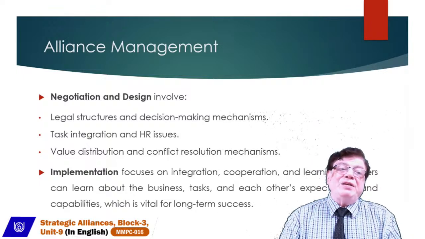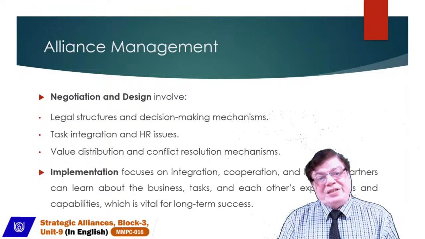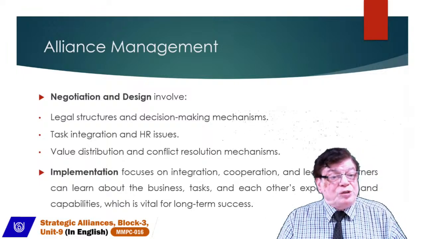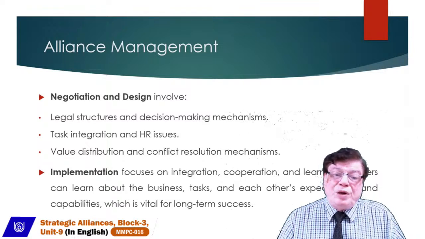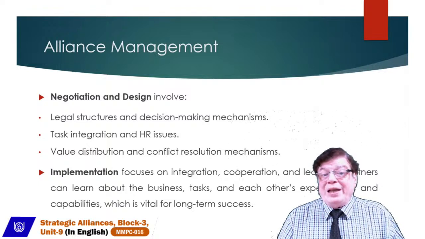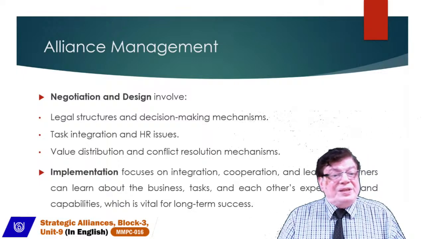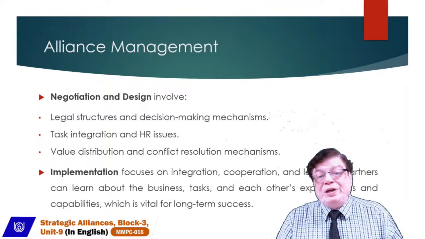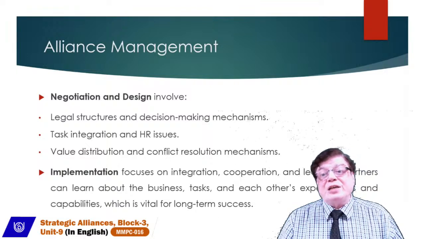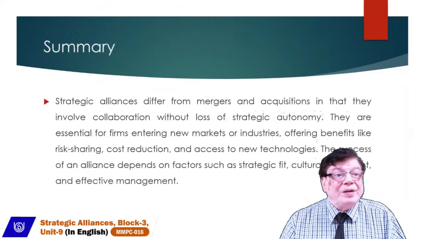So, under alliance management, we will see negotiation and design, and implementation. Under negotiation and design, it involves legal structures and decision-making mechanisms, task integration and human resource issues, and value distribution and conflict resolution mechanisms. When there is a conflict, how to resolve that. Next is implementation. Implementation focuses on integration, cooperation, and learning. Partners can learn about the business, tasks, and each other's expectations and capabilities, which is vital for long-term success.